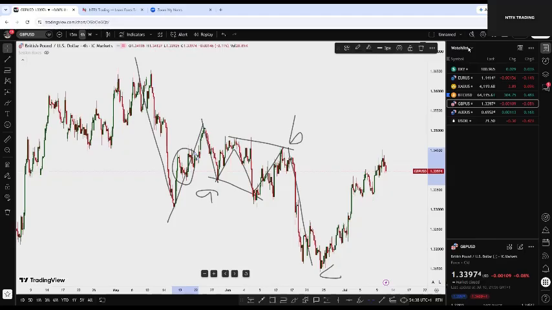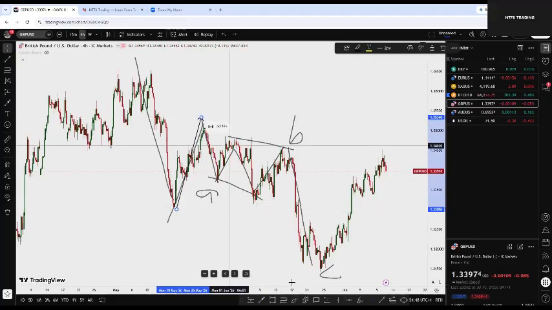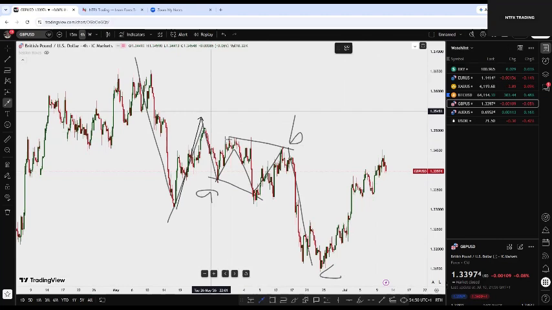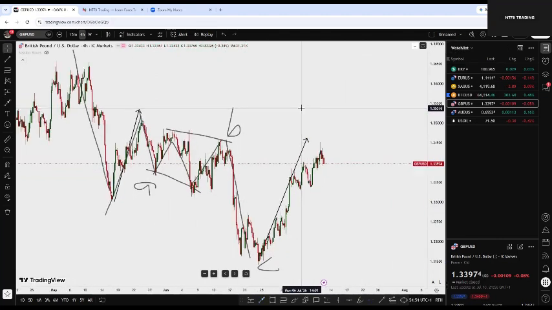That's how it is. So right now, A, B, and C, and the whole of this one is A, the whole of this one is B, the whole of this one is C. Right now, we are at a dilemma to determine where it will stop.